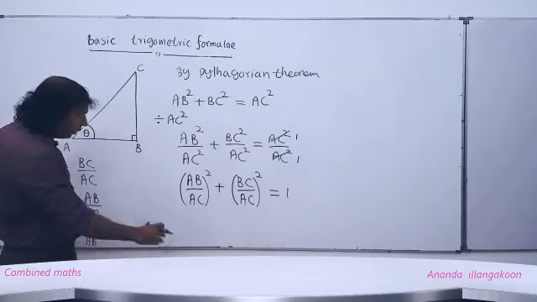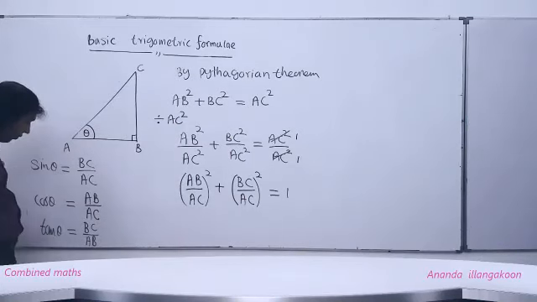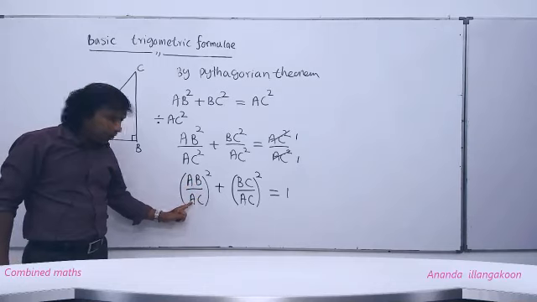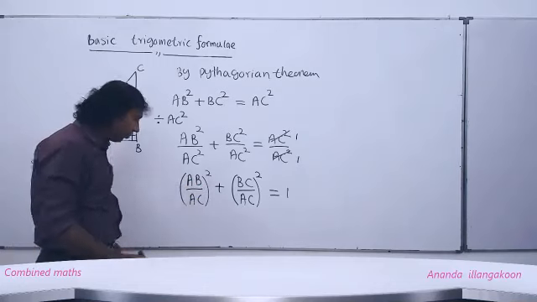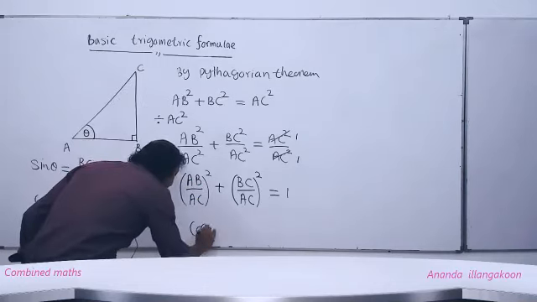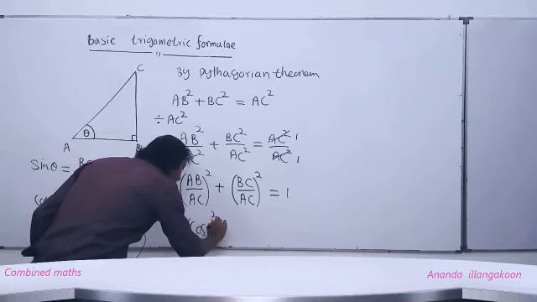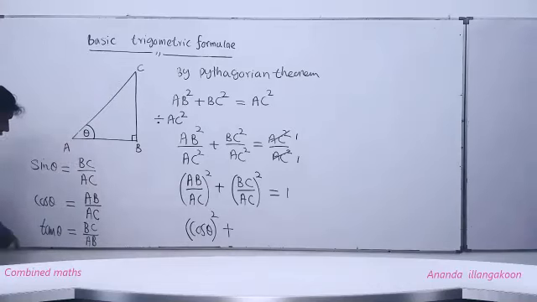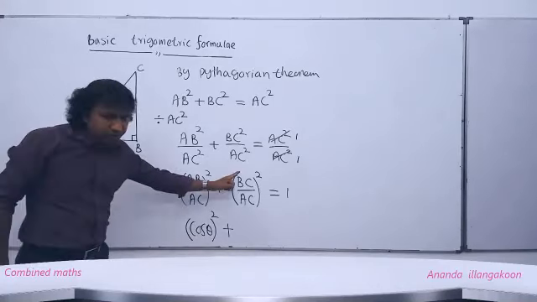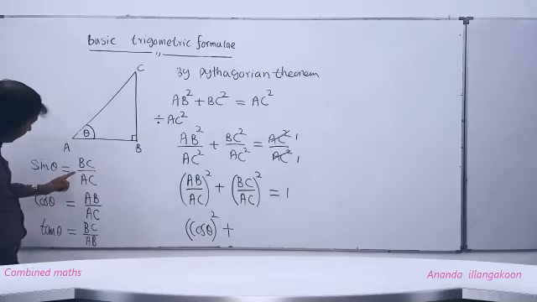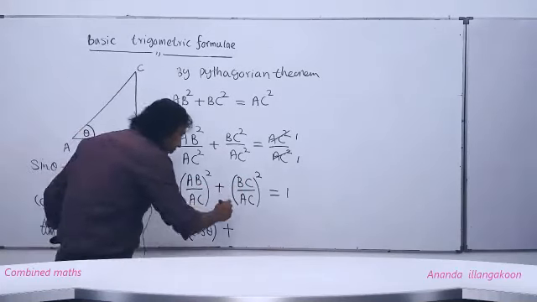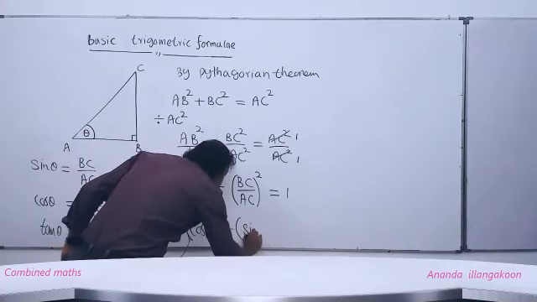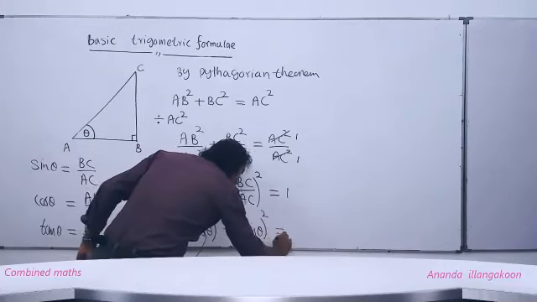But you know, here this AB divided by AC, we have within bracket. That is nothing but cos theta. Therefore, this is cos theta to the power 2. Plus this BC upon AC, here we have, look at this, BC upon AC, people, sine theta. So therefore, the part within bracket is sine theta perfect square equals 1.